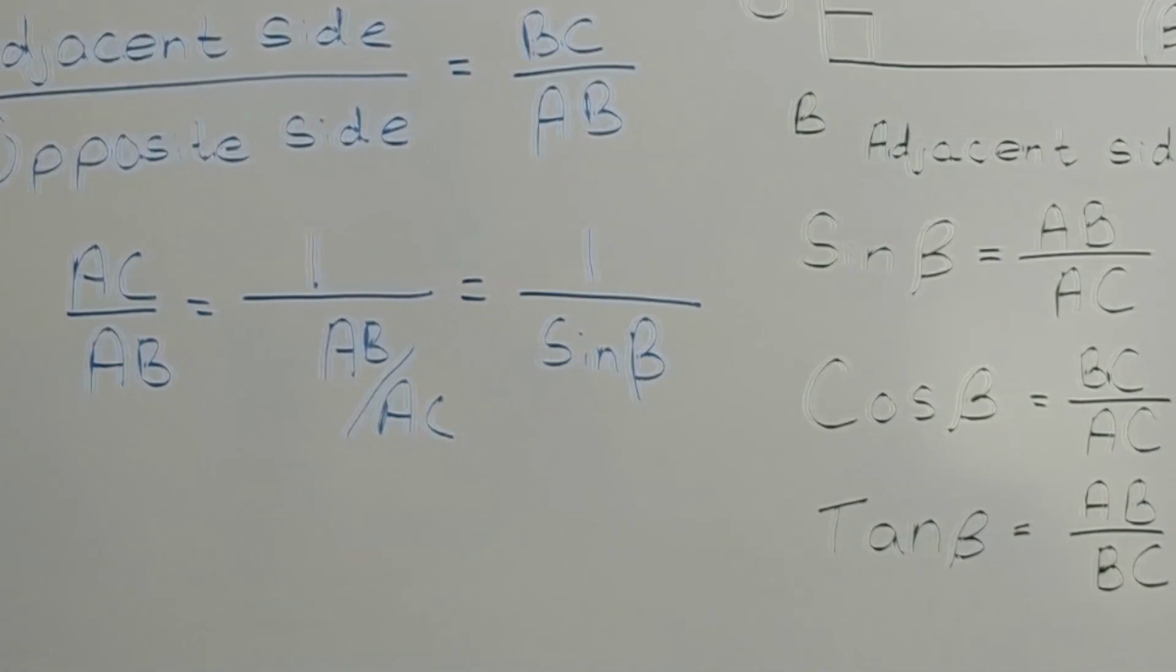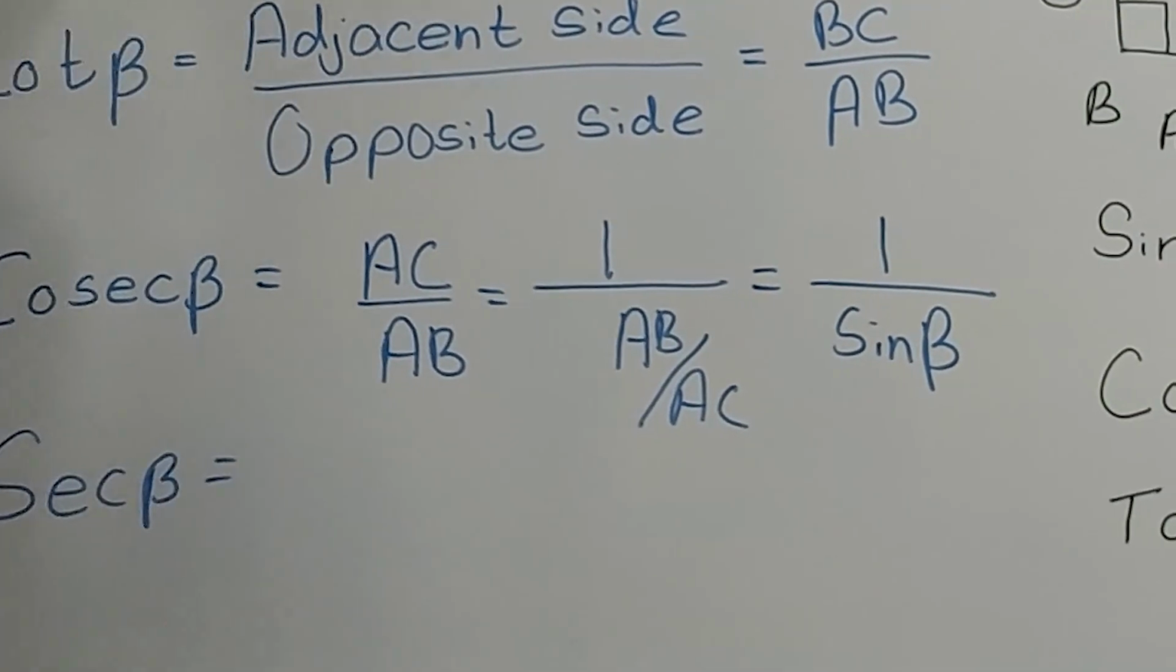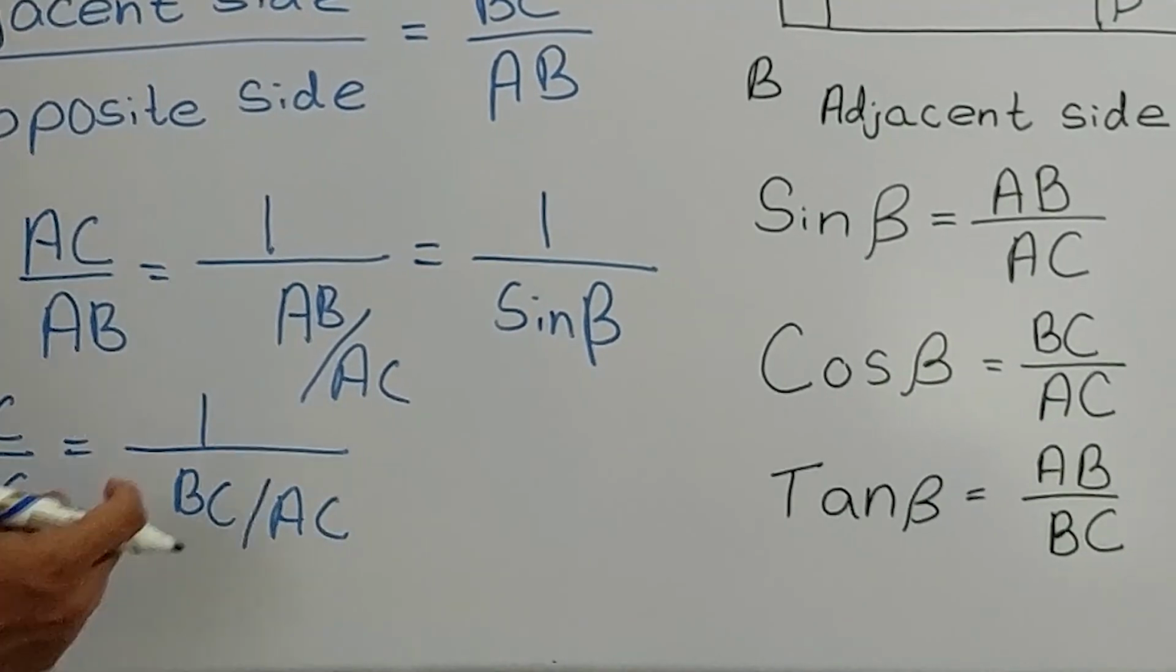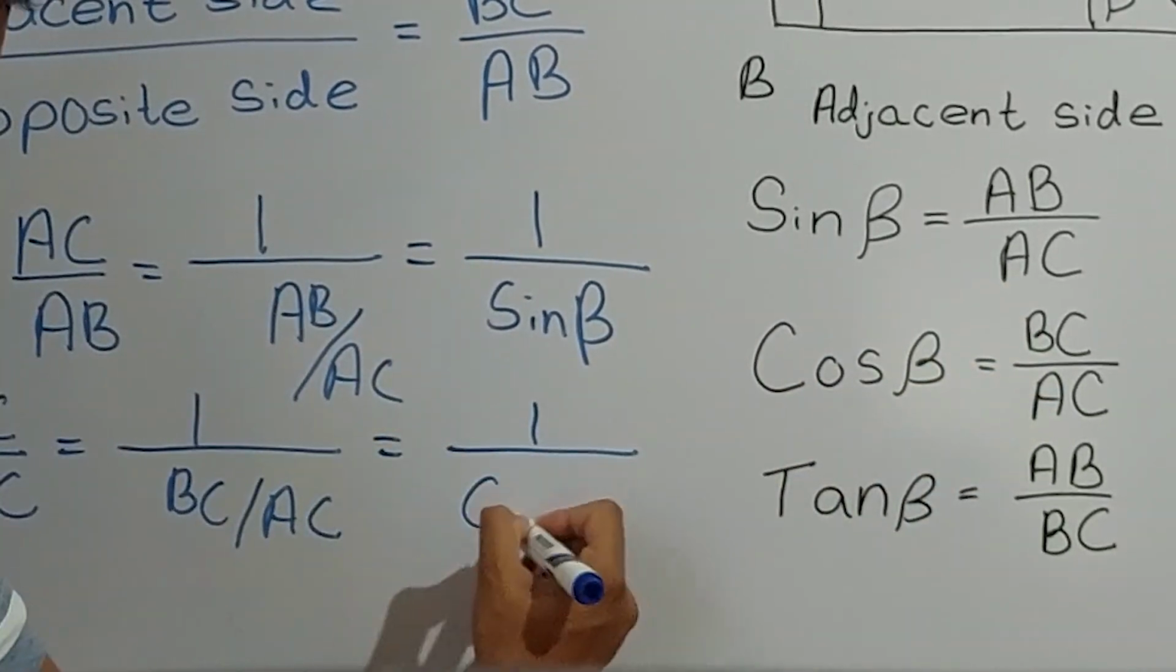Let's go to sec beta. It can also be rewritten like this. Then BC over AC is cos beta. So sec beta is equal to 1 over cos beta.